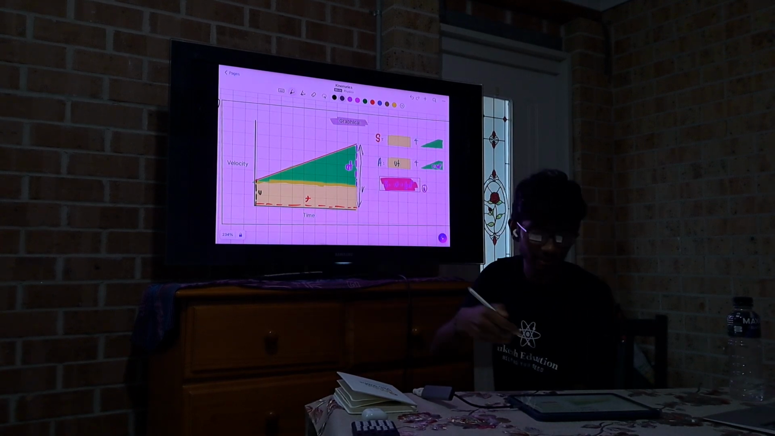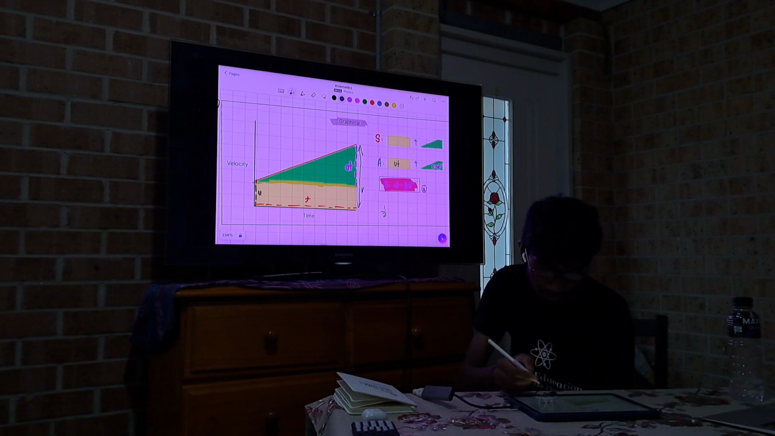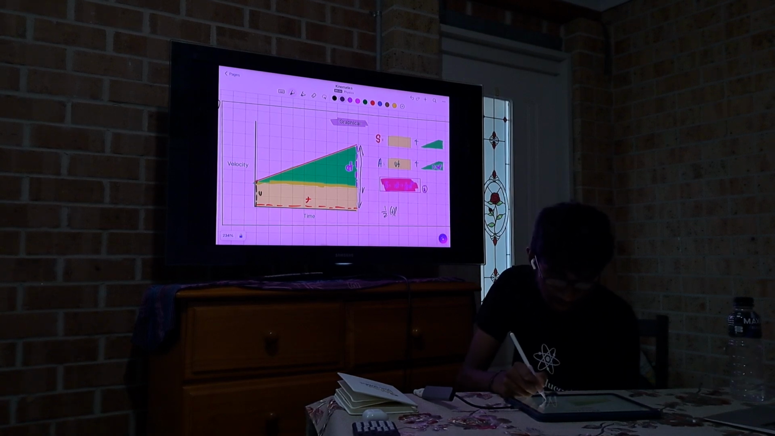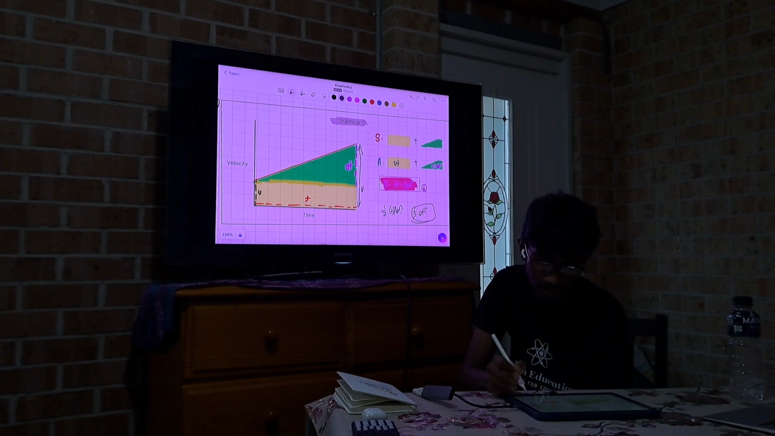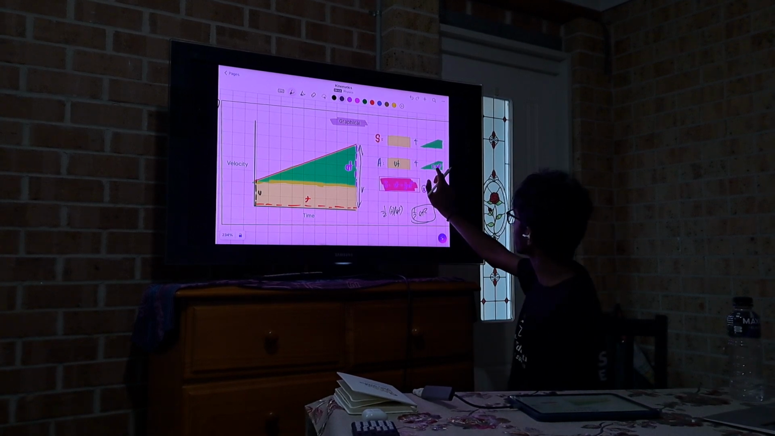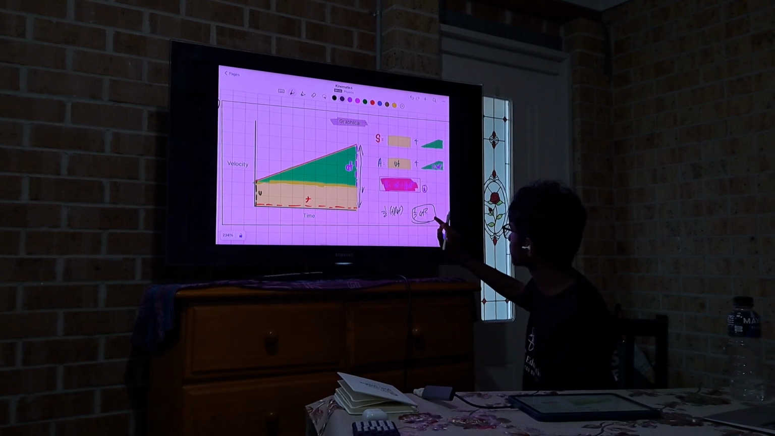What's the area of a triangle? So the area of a triangle is half base, which is t, times at. What's this? It's basically half at squared. And that's what we have here as 0.5 at squared, half at squared.